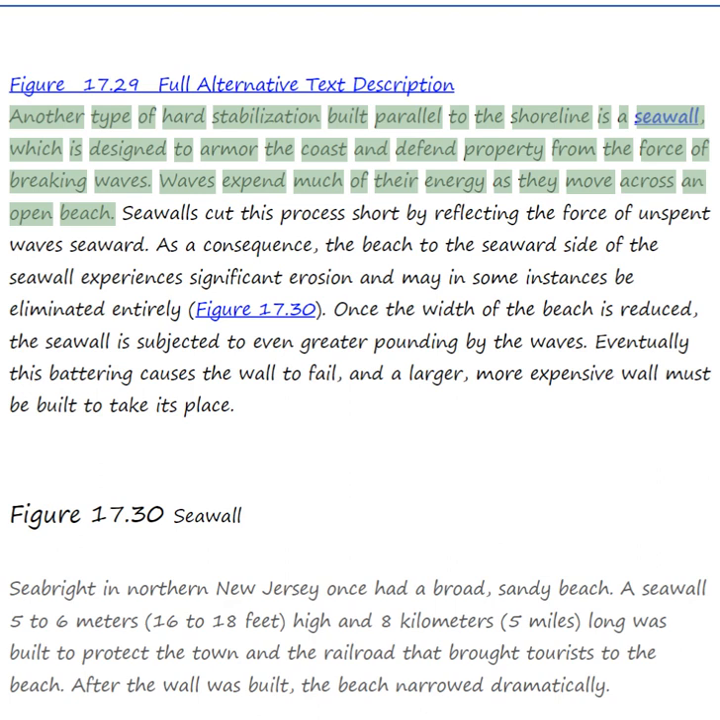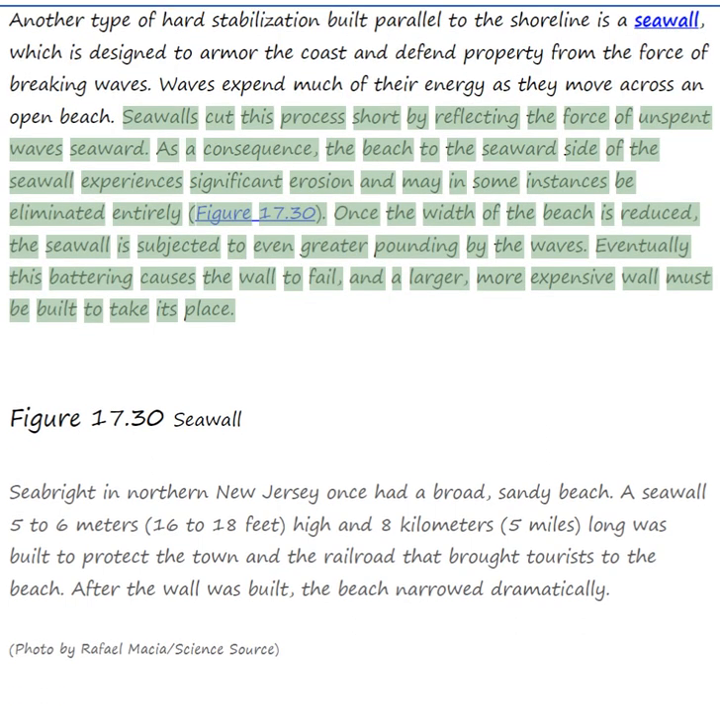Another type of hard stabilization built parallel to the shoreline is a seawall, which is designed to armor the coast and defend property from the force of breaking waves. Waves expend much of their energy as they move across an open beach. Seawalls cut this process short by reflecting the force of unspent waves seaward. As a consequence, the beach to the seaward side of the seawall experiences significant erosion and may in some instances be eliminated entirely. Once the width of the beach is reduced, the seawall is subjected to even greater pounding by the waves. Eventually this battering causes the wall to fail, and a larger, more expensive wall must be built to take its place.